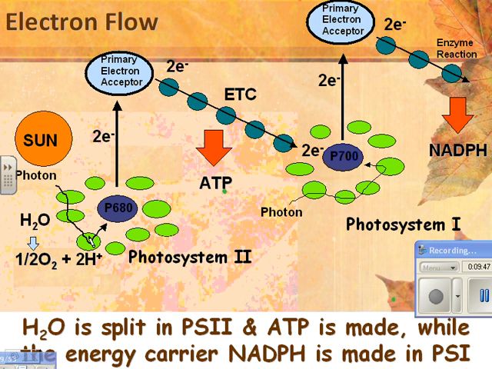So water is split in photosystem 2, and ATP is made, while the energy carrier NADPH is made in photosystem 1. It almost seems like you're done when you make ATP, but you still need to make NADPH, to fix carbon in the light independent reactions. That's why you need photosystem 1, because you want to make NADPH. Otherwise, see how the energy is kind of lower here? NADPH needs the energy to be a little bit higher to steal the electrons.